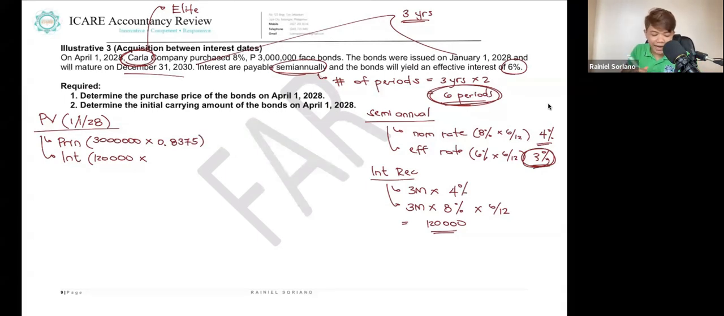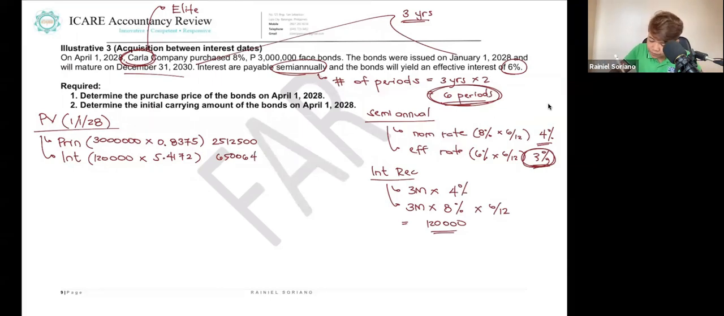Okay? On the other hand, magkano yung present value of ordinary annuity using 3% for 6 periods? This is equal to 5 point ilan? 5.4172. Again, this is equal to 5.4172. Okay? So 3 million times 0.8375, this is equal to 2,512,500. Okay? Then 120 times 5.4172, this is equal to 650,064.